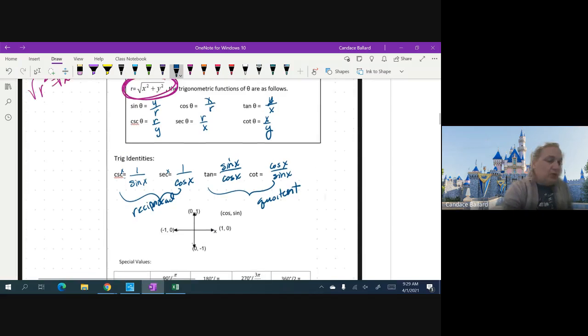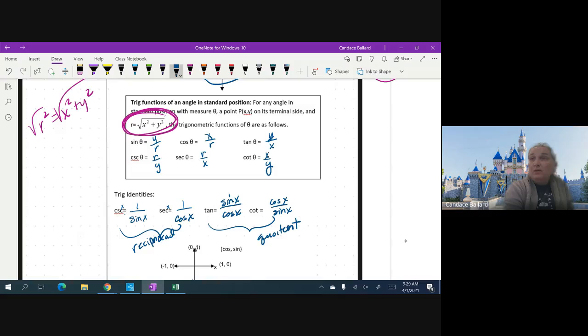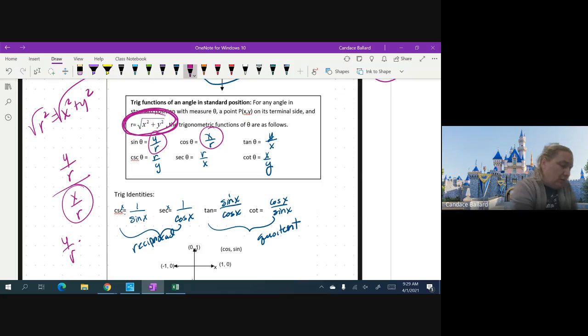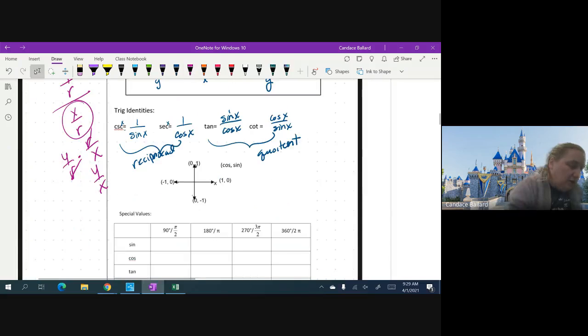Okay, so let's prove that the tangent works, and that what I'm saying is a correct formula. Let's take the sine divided by the cosine. I'm writing it wrong. The sine, Y over R, divided by the cosine, X over R. When we have a complex fraction, we flip and multiply. These cancel, and I get Y over X. So do you see? They're all interconnected still. You can manipulate them the way you want to get what you need. All right, so we know that that works.